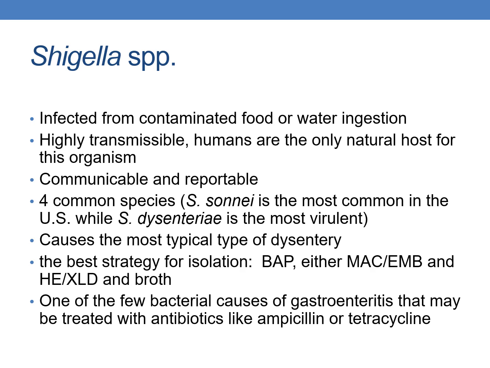There are 4 common species of Shigella. Shigella sonnei is the most common in the United States, while Shigella dysenteriae is the most virulent and dangerous. Okay, Shigella causes dysentery, and the best strategy for isolation is setting up a blood agar plate, a MAC or an EMB, and an HE or XLD, and then some sort of broth, either a gram-negative broth or a selenite broth. This is one of the few bacterial causes of gastroenteritis which may require treatment with antibiotics like ampicillin or tetracycline. Usually symptoms of Shigella develop about 24 to 48 hours after they've eaten.